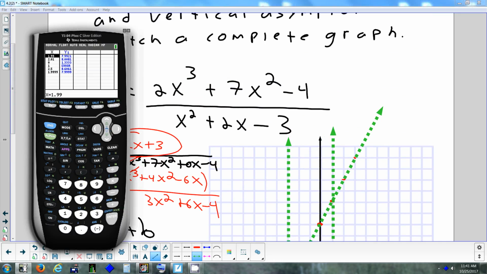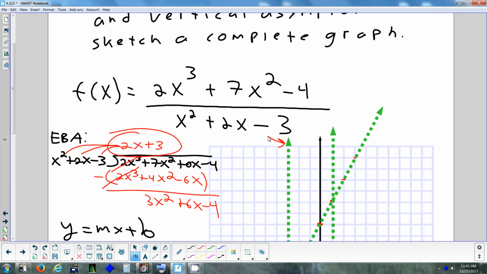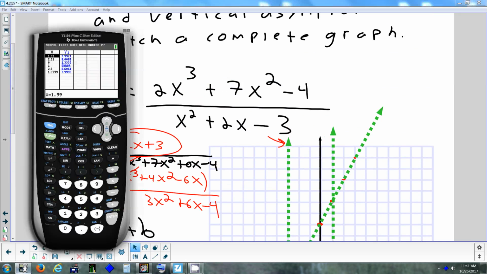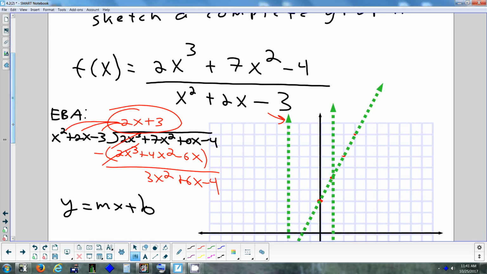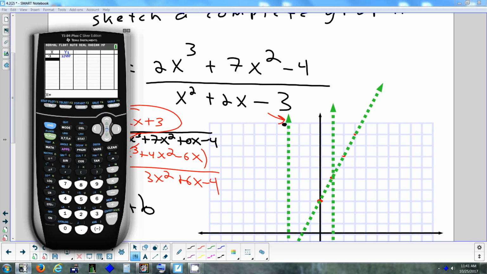Can somebody give me a value that is just to the left of that asymptote? A number we could plug in that's just to the left of that. Ruth? Negative 3.001. Okay. Way up, up over 12,000. So, up there. What would be a value that's to the right of -3, just a little bigger than -3?